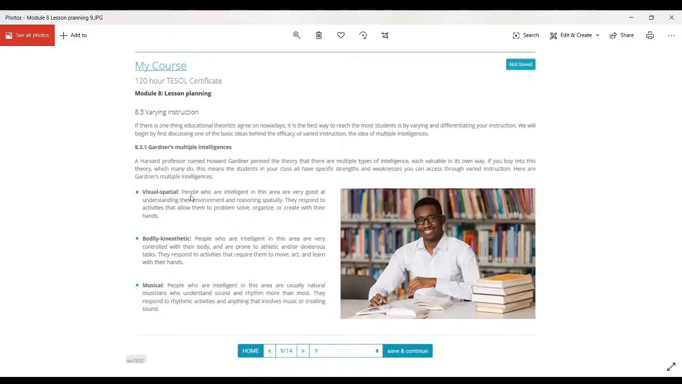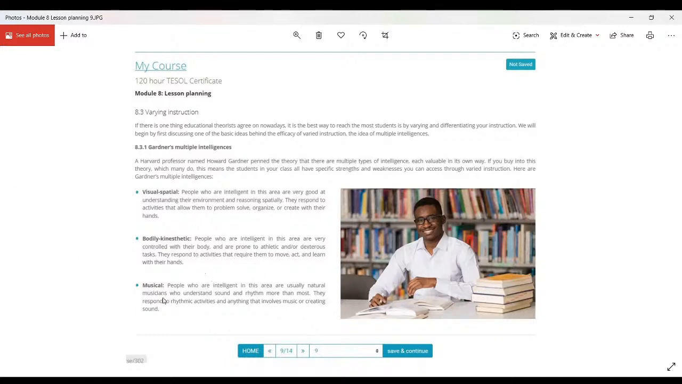First, visual spatial. People who are intelligent in this area are very good at understanding their environment and reasoning spatially. They respond to activities that allow them to problem solve, organize, or create with their hands. Bodily kinesthetic. People who are intelligent in this area are very controlled with their body and are prone to athletic and/or dexterous tasks. They respond to activities that require them to move, act, and learn with their hands.